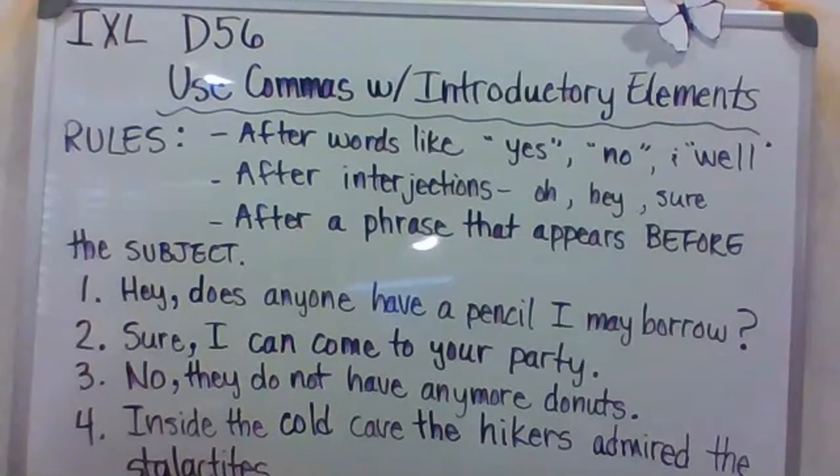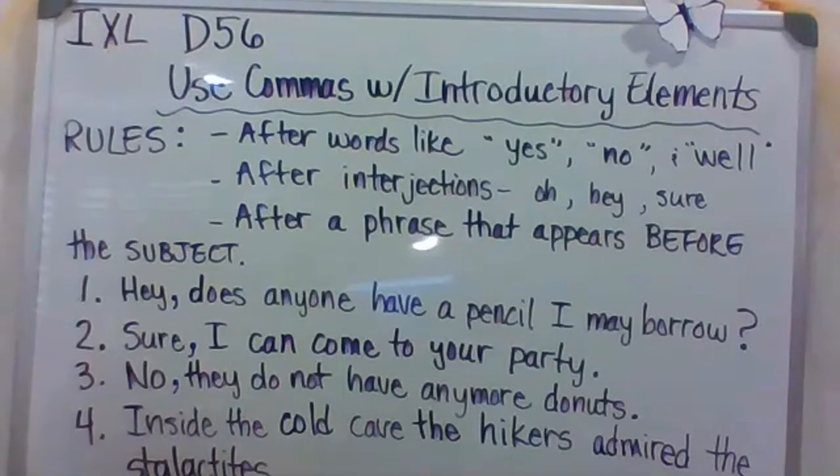Number 4: Inside the cold cave, the hikers admired the stalactites. So we learned about stalactites being formed in those limestone caves, right? Okay, so inside the cold cave, the hikers admired the stalactites. So those little towers that have grown from the top of the cave, growing downward, right?